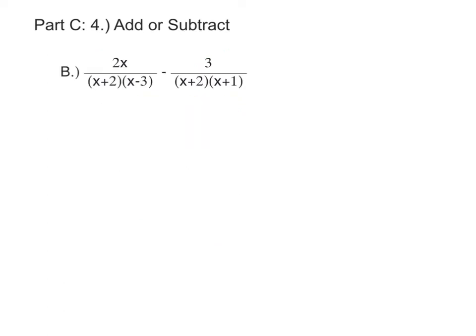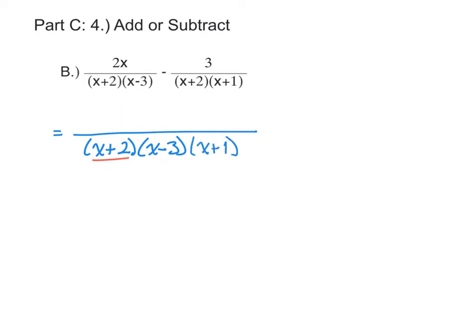I've been trying to get you to streamline this process a little bit. So first, identify what the common denominator is going to be. Again, we're going to need all of the factors of the denominator from the first fraction. So x plus 2 and x minus 3. I'm also going to need all the factors of the denominator in the second fraction. x plus 2, but x plus 2 is already there, so I don't need to rewrite it. But I'll also need x plus 1.